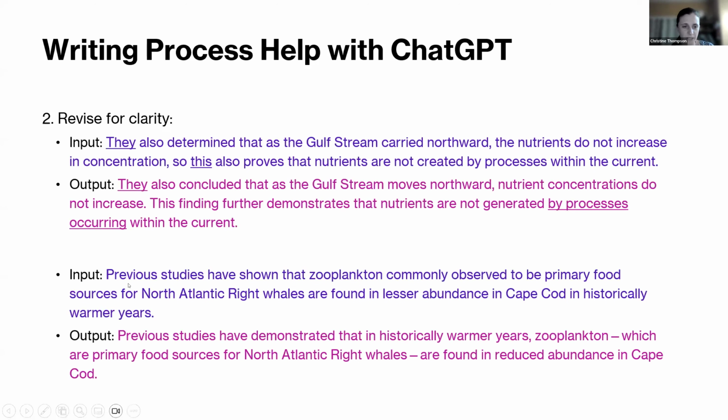That I found to be kind of confusing. Previous studies have shown that zooplankton, commonly observed to be food sources for North Atlantic right whales, are found in lesser abundance in historically warmer years. So it kind of made the zooplankton, related them to right whales a little bit better, and made it sound a little bit more clear and less clunky in that case.